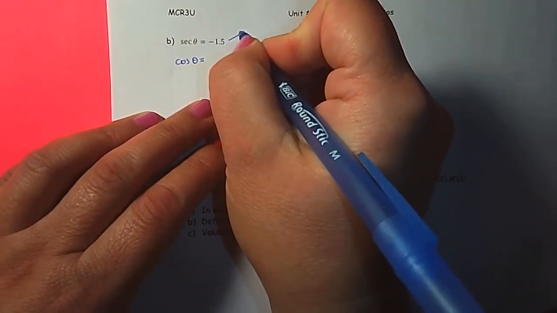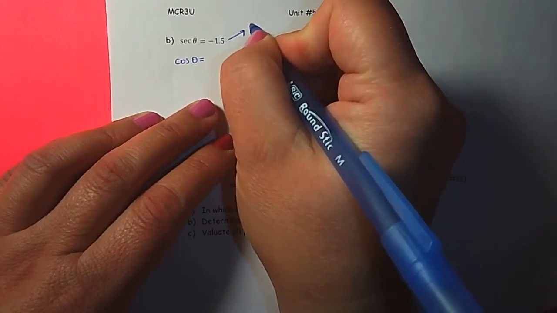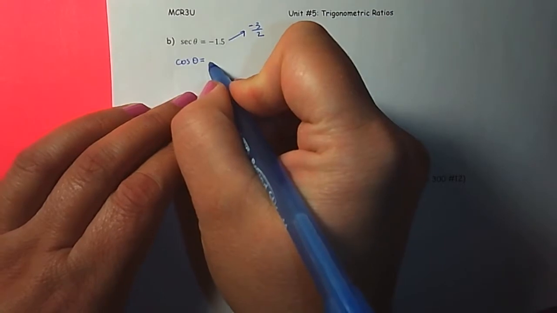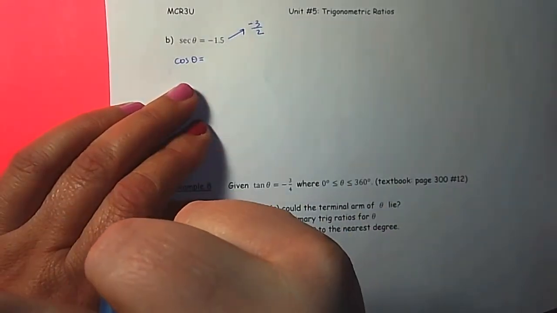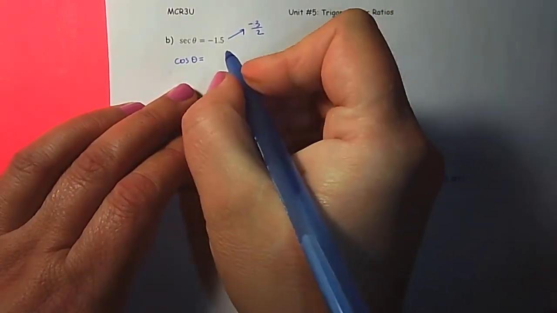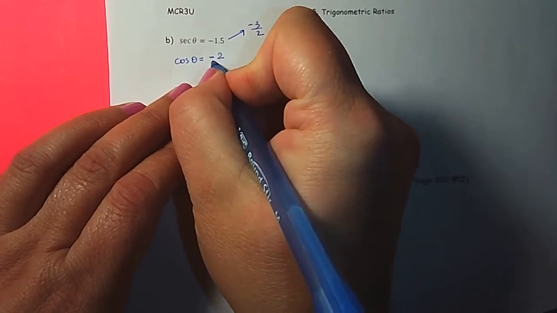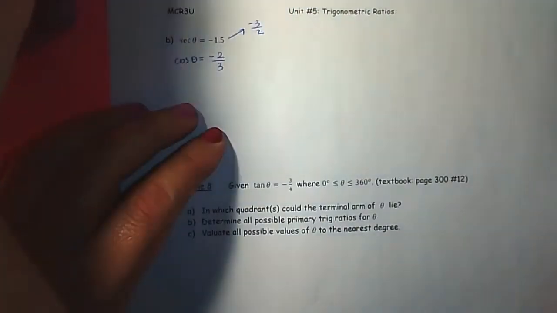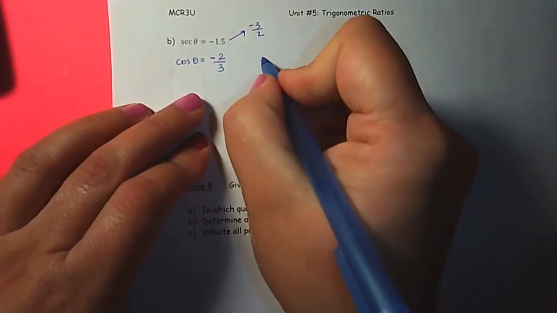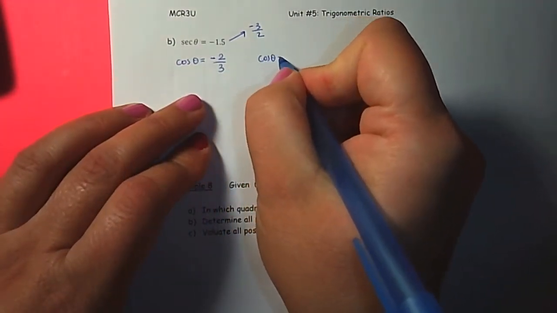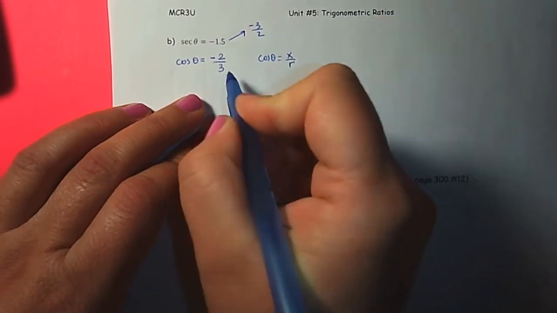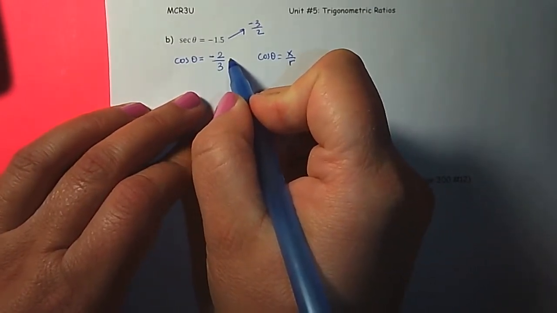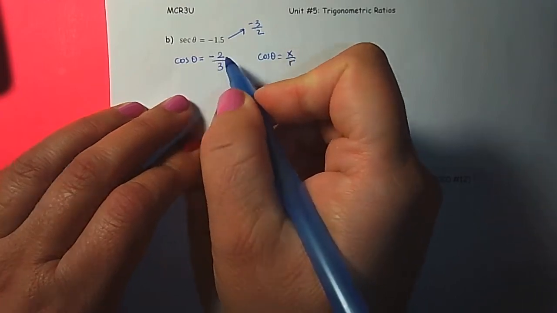So we can write 1.5 as 3 over 2. It is negative, so negative 3 over 2. Now to get cos theta, I can flip this fraction, and that gives me negative 2 over 3. So instead of a decimal value, I'm going to use this fraction. We also know that cosine theta equals x over r. r is always positive, so the r value is 3, and the x value is negative 2.